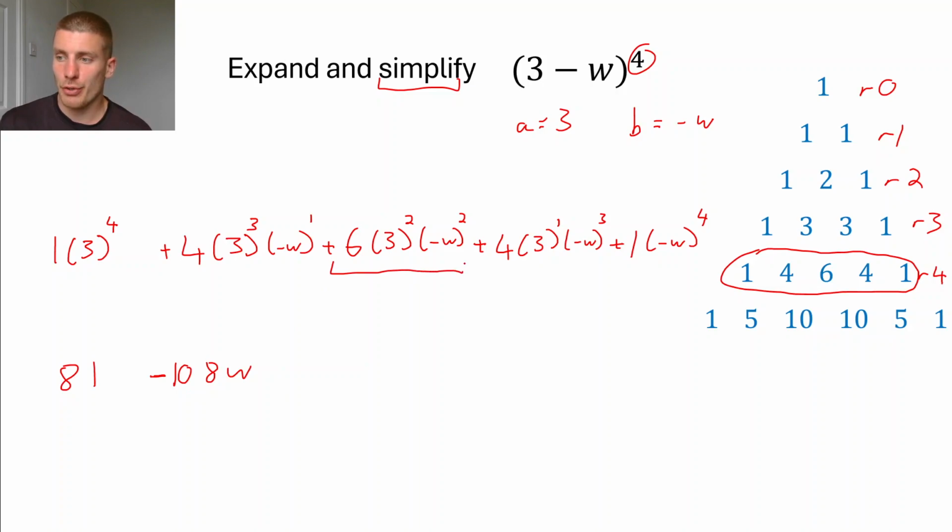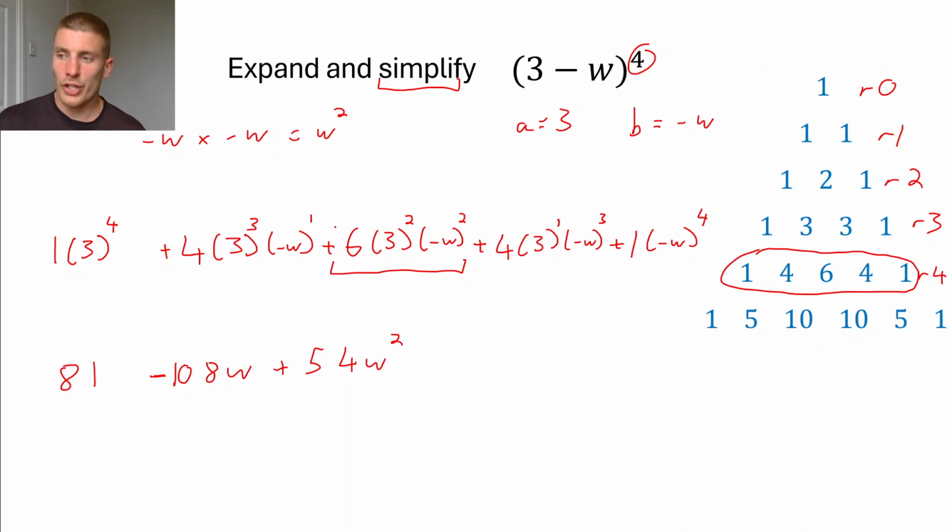We've got plus 6, 3 squared, minus w squared. Now let's just deal with the minus w squared first of all. What does that mean? This part means minus w times minus w. If you multiply two negatives, you get a positive. That's equal to w squared, which is nice, positive. So you've got 6 times 3 squared. 3 squared is 9. 6 times 9 gives you 54. And because the w squared is also positive, it gives you plus 54 w squared.